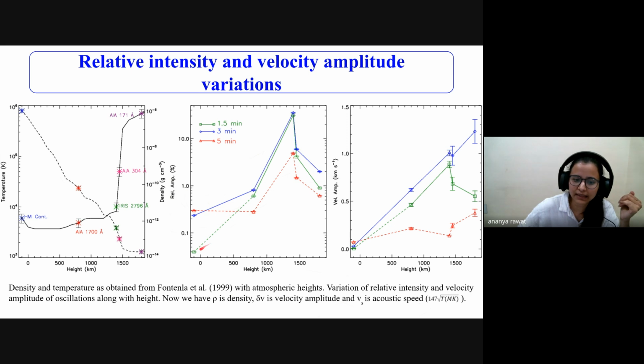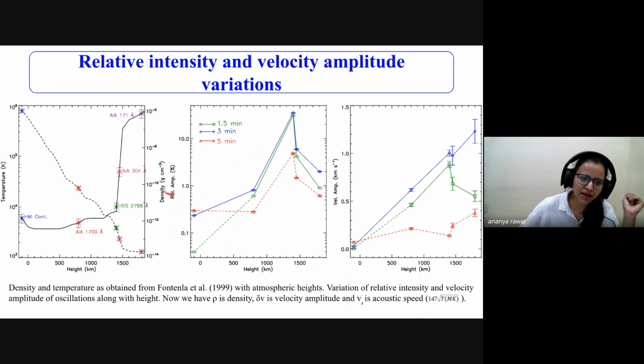Now, as I said, the 1.5 minute period was not present in the photosphere, so this is connected by a dashed line. And since we don't have 5 minutes at the layers above the photosphere, again these points are connected with a dashed line, which says that these are unreliable points. So I will be focusing more on the 3 minute waves.